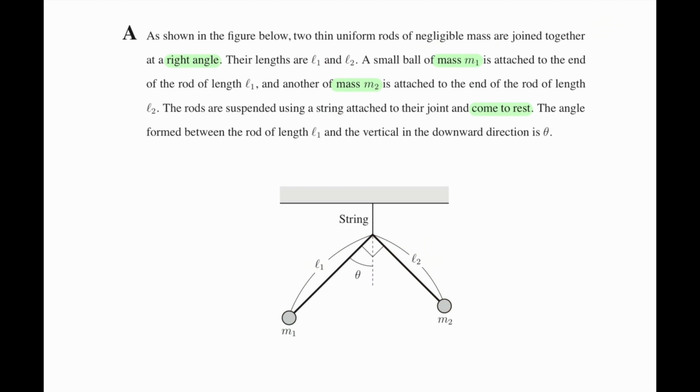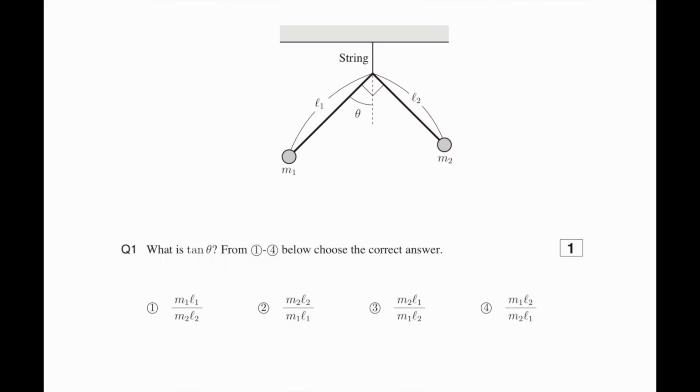The angle formed between the rod of length L1 and the vertical in the downward direction is theta. So they let us know the angle between L1 and the vertical is theta. And then the question is, what is tan theta? They ask to find tan theta.